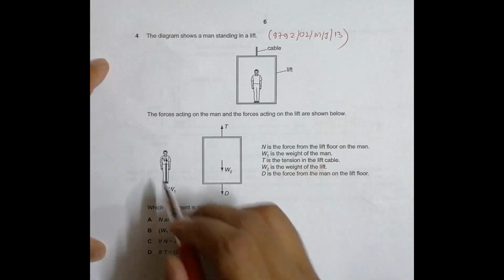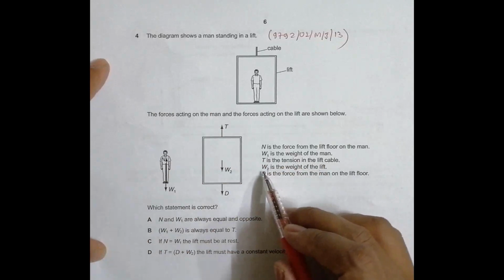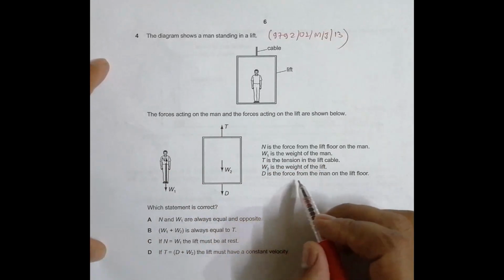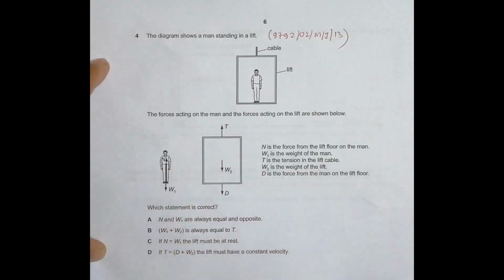W1 is equal to the weight of the person, T is the tension in the lift cable, W2 is the weight of the lift, and D is the force from the man on the lift floor, so D is the force from the person on the lift floor. And we're asked which statement is correct.